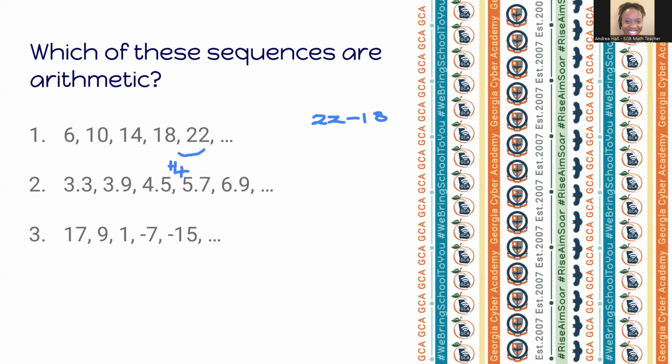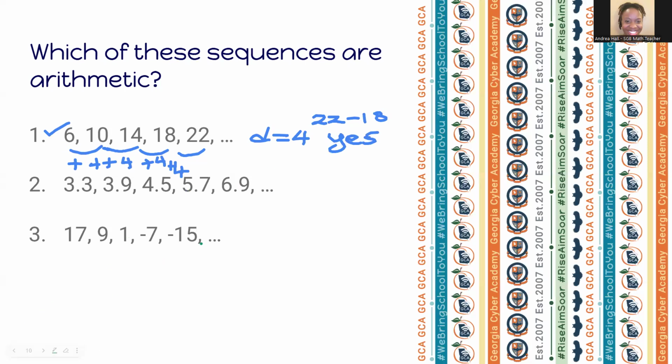All right, how about 18 minus 14? Well, we know that 18 minus 14 is also 4. And then 14 minus 10 is also 4. And then 10 minus 6 is also 4. So there is a common difference. Our common difference is D equals 4. This one is arithmetic. Yes, that is an arithmetic sequence. Let's take a look at the other one.